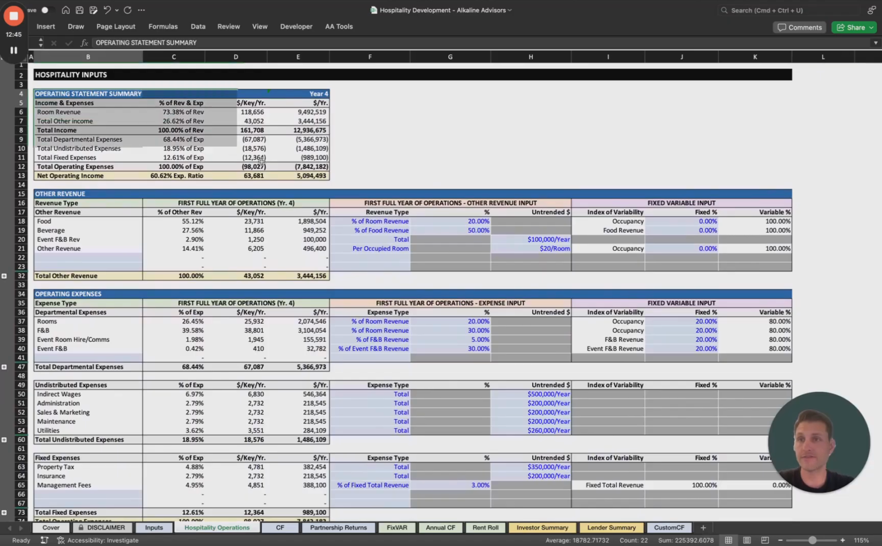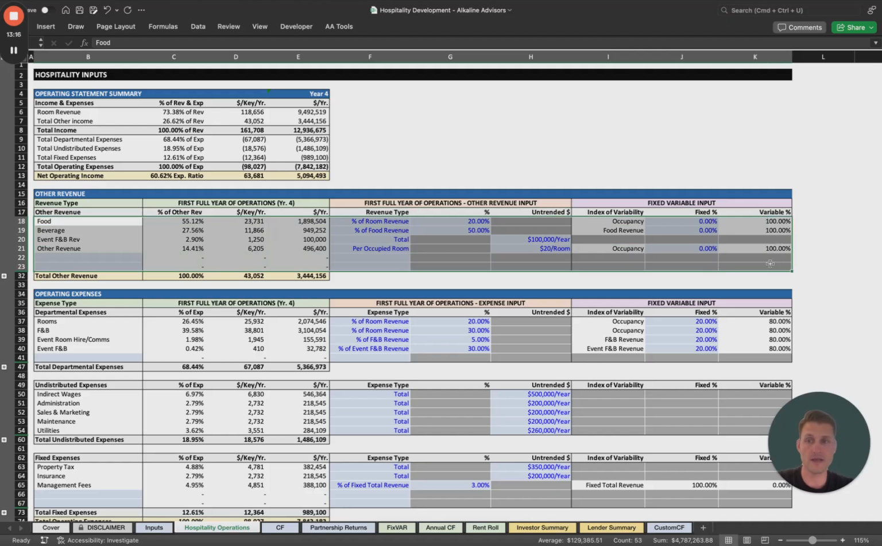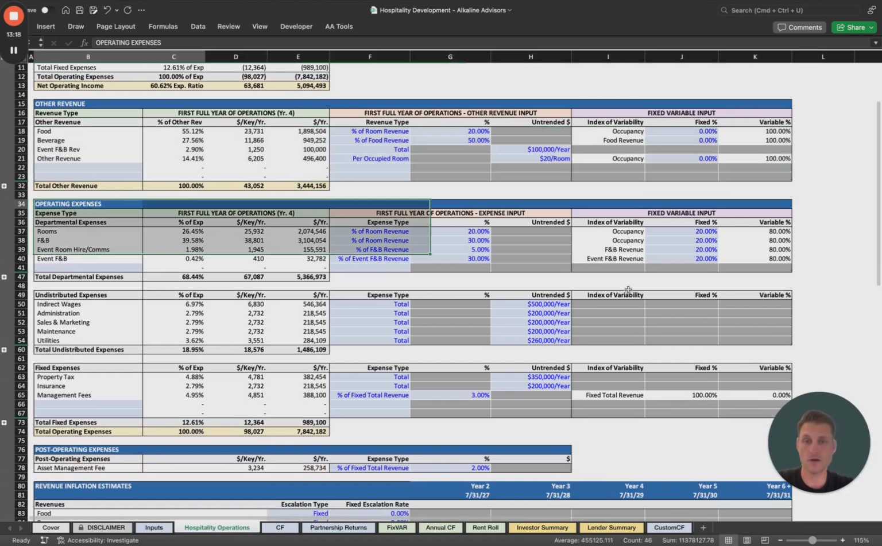So you'll see a brief snapshot of the operating statement summary at the first full year of operations. And in this scenario, based off of the construction timeline, which we'll get into in a moment, the first full year of operations will be year 4. You'll see we've broken it out by income and then expenses. And finally, we have the NOI down below. And the room revenue is calculated based off of the inputs tab, but then the other income and other revenues are calculated here, and the operating expenses are calculated down here.